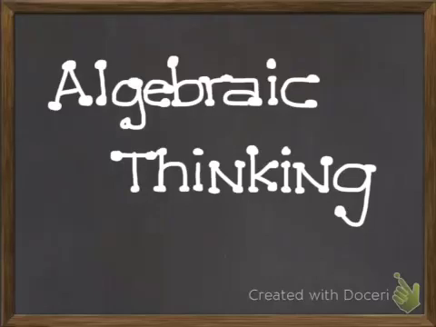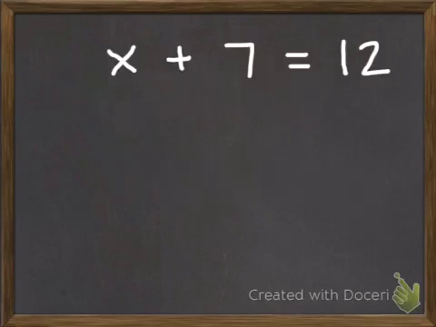Today we're going to talk about algebraic thinking. Let's get started. First, let's start with an algebraic expression that is an addition problem. Here you can see the problem is x plus 7 equals 12, and we need to solve for x.